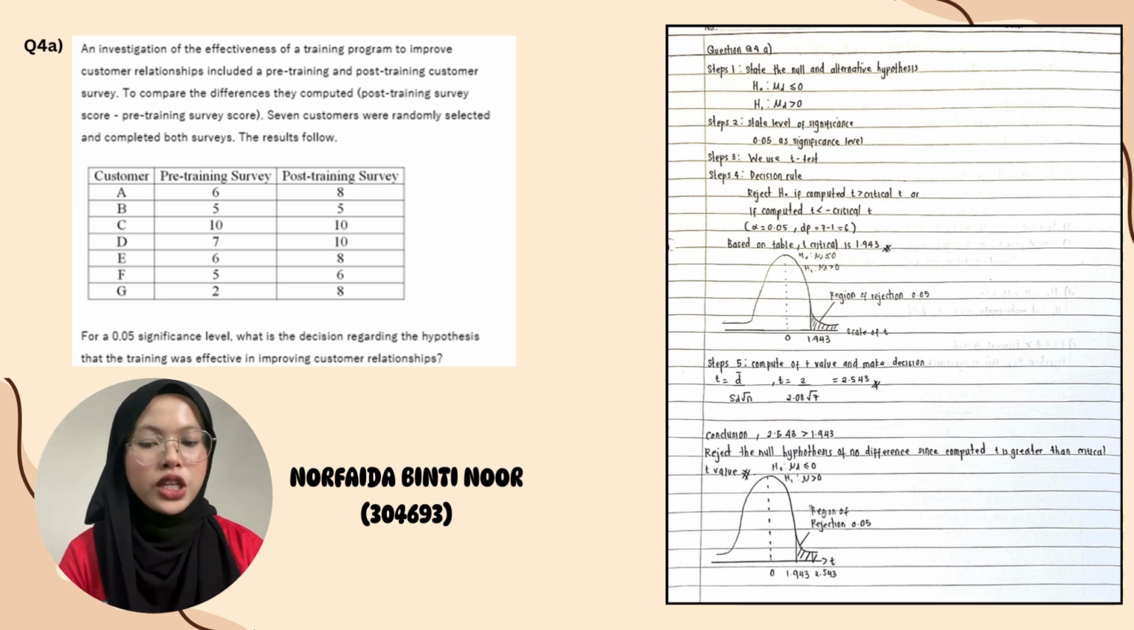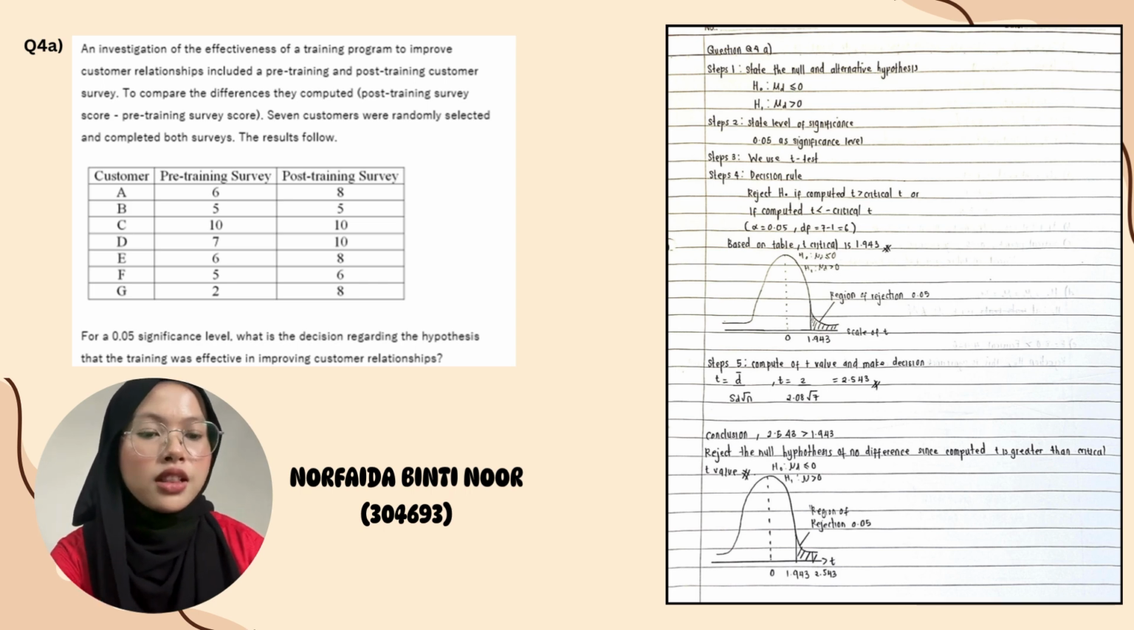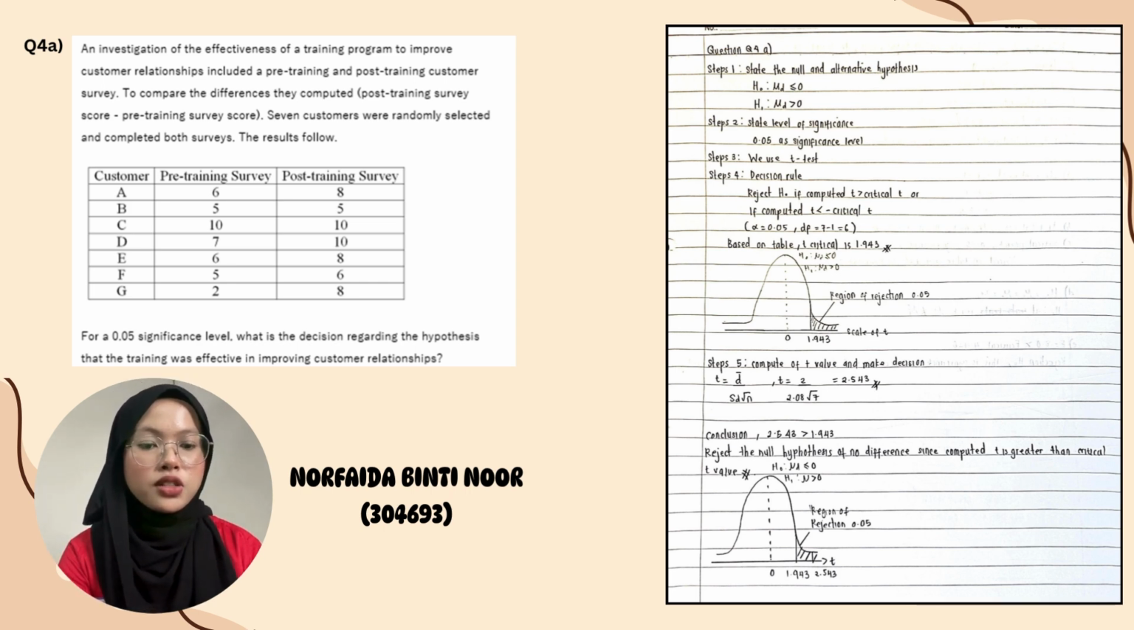The question is, we need to make a decision regarding the hypothesis that the training was effective in improving customer relationship. So we need to do 5 steps. The first step is to state the null and alternative hypothesis. Our null hypothesis is population mean is less than or equal to 0, and our alternative hypothesis is higher than 0. For step 2, we state the level of significance, which is 0.05. For step 3, we use the t-test.